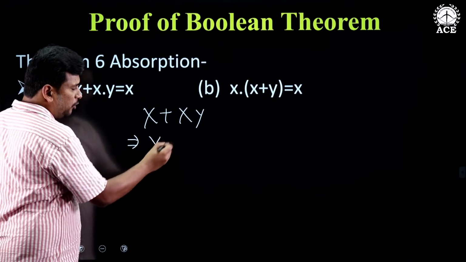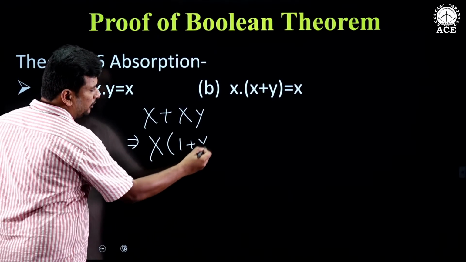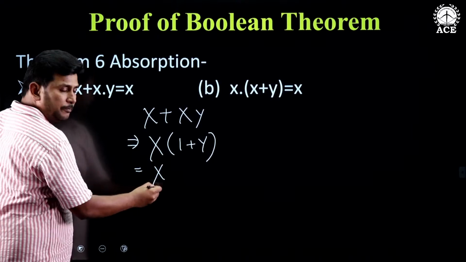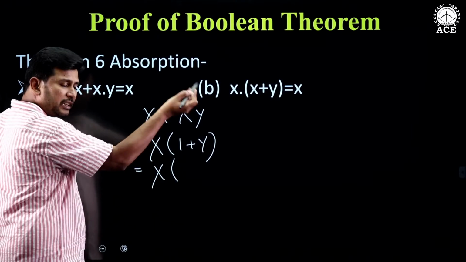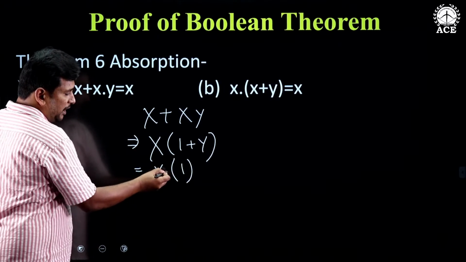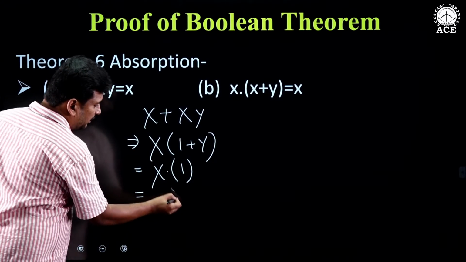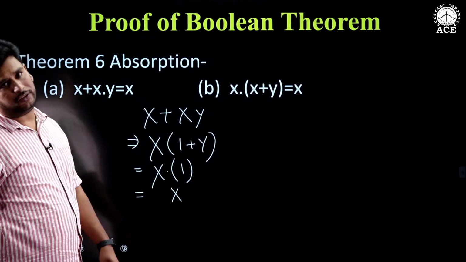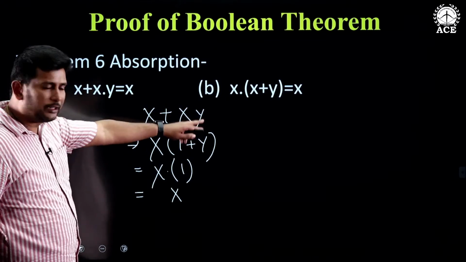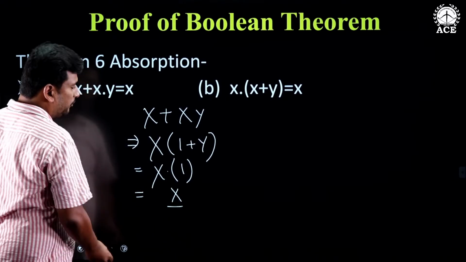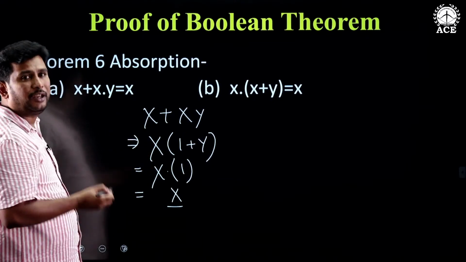We find x as common, so 1 OR with y. So what happens here? 1 OR with anything is 1 itself, and when you do an AND operation of 1 with any variable, that is equal to the variable itself. So out of 2 variables, you ended with 1 variable, so you have observed a variable y.